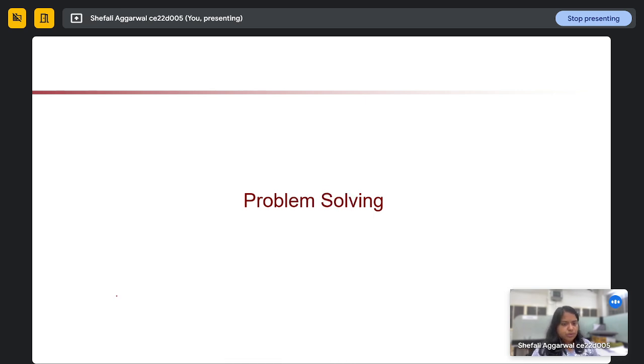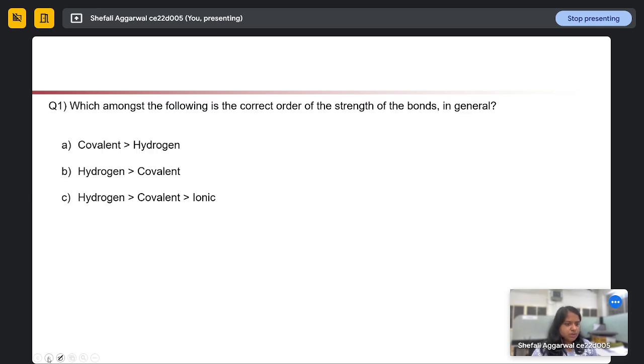Okay, so I'm assuming that whatever has been taught to you this week is clear to you. So we will see a few questions for this week. First question: which among the following is the correct order of the strength of bonds in general? Is covalent stronger than hydrogen, or hydrogen stronger than covalent, stronger than ionic?